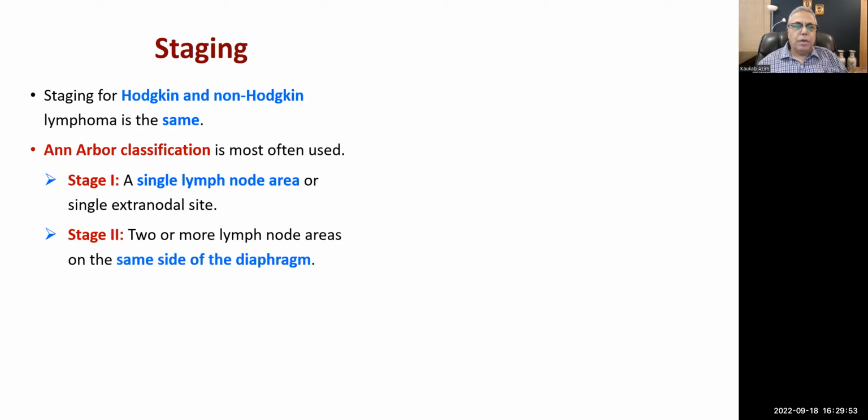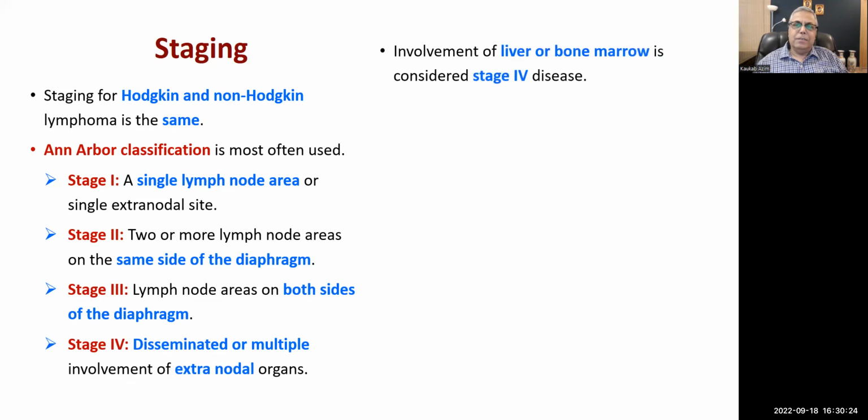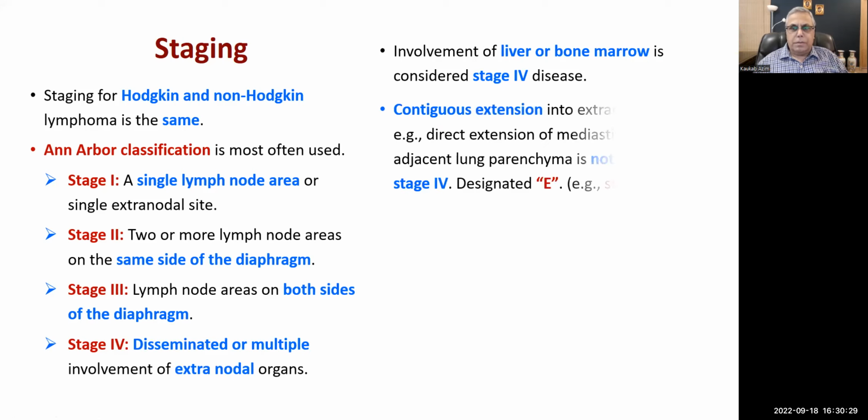Stage 2, 2 or more lymph nodes on the same side. Now, you see, this is important to note that we are looking at the diaphragm, whether the disease is on one side of the diaphragm only, or it is on both sides. If one lymph node on one side of the diaphragm, stage 1, 2 or more lymph node areas, same side of diaphragm, stage 2. If you have got involvement on both sides of the diaphragm, then it becomes stage 3. And you know that stage 4 is metastatic disease, okay? Involvement of liver or bone marrow or some other tissue, okay?